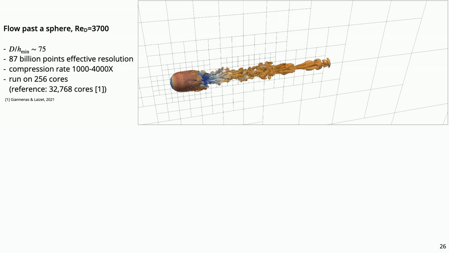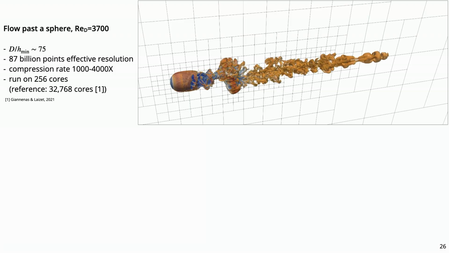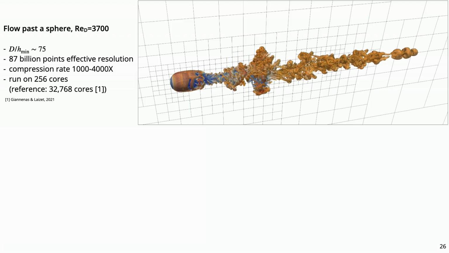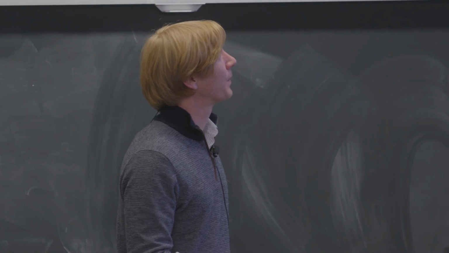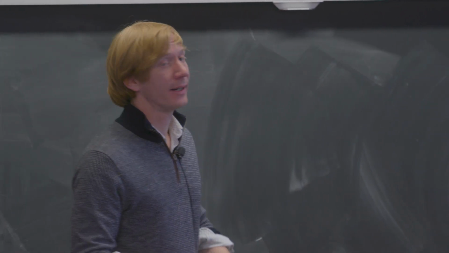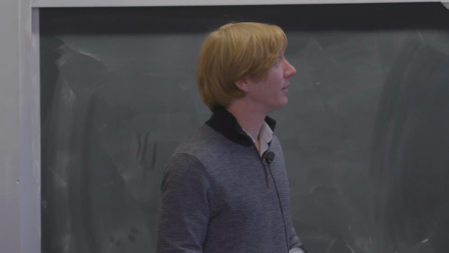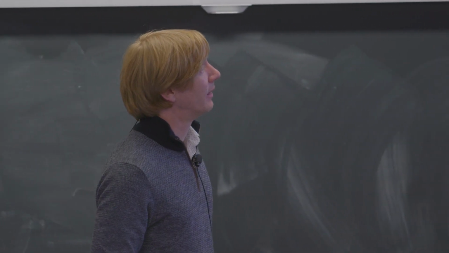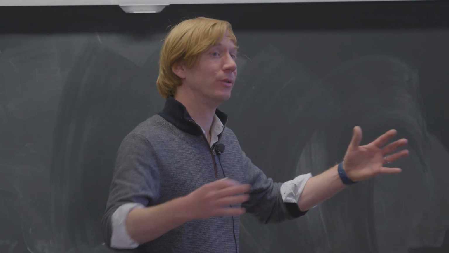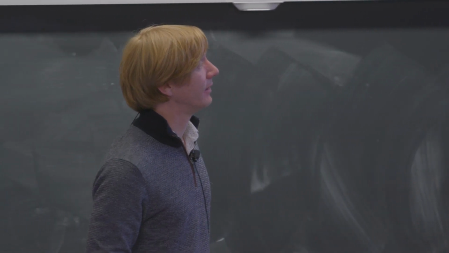The effective resolution is 87 billion points, but then we compress it, so on the adaptive grid we have about 1,000 to 4,000 times fewer grid points. There's a reference result where they ran this same problem on 32,000 cores, and we run it on 2 nodes of a supercomputer, so 256 cores. So the compression and the high order together get you all this savings.